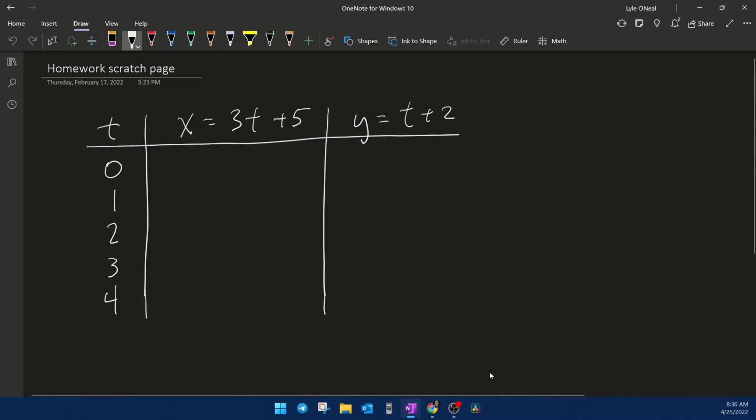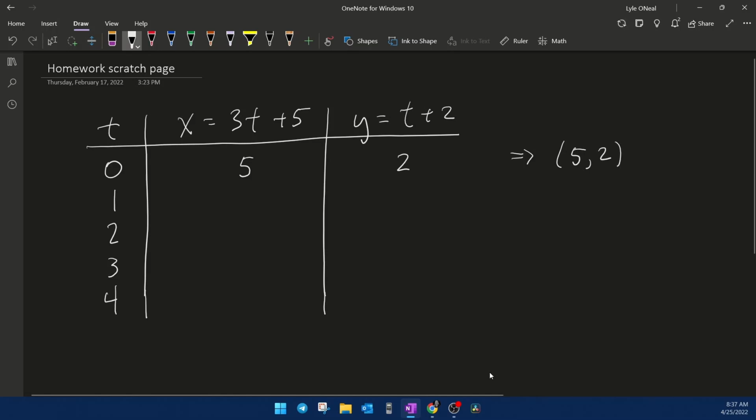So we're going to start by plugging in a 0 first. 0 times 3 is 0. 0 plus 5 is 5. That would be the x-coordinate of the first ordered pair. And then y equals 0 plus 2, or 2. And if you notice what we've calculated here, we've calculated an x and a y ordered pair.